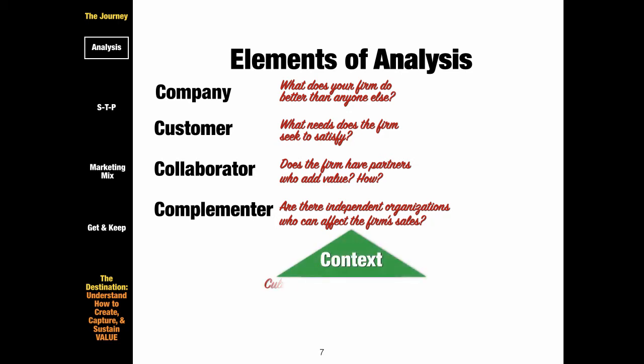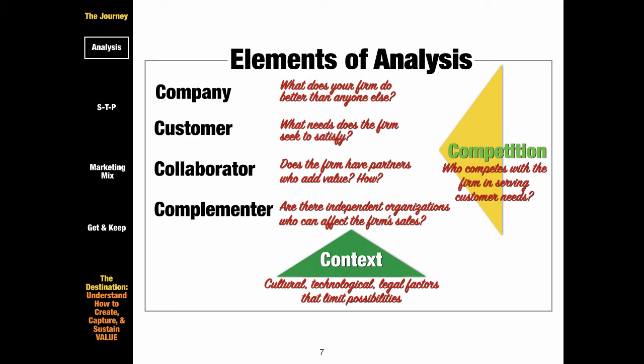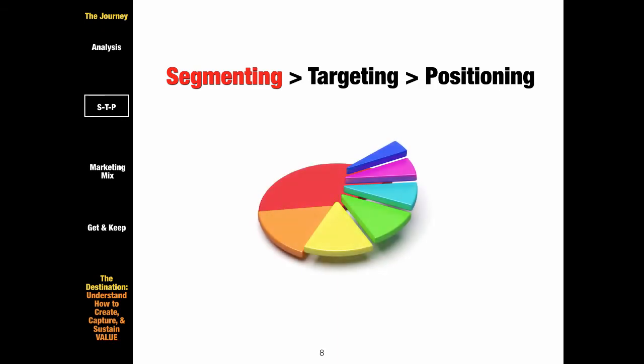Now, there's two other forces: the context, which is the cultural, technological, legal factors that most often limit possibilities, and then the big one, competition. Who competes with the firm in serving customer needs? That lays out the areas of analysis for us that we can now proceed to the next step, which is STP, or segmentation, targeting, and positioning.